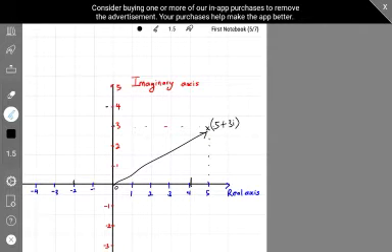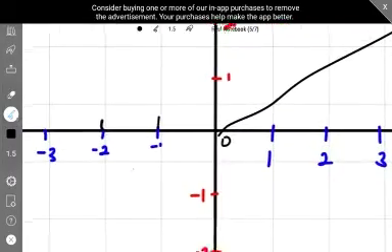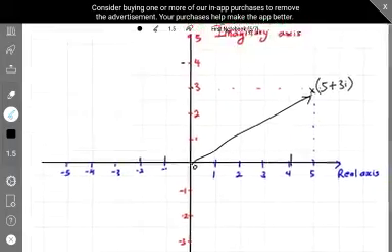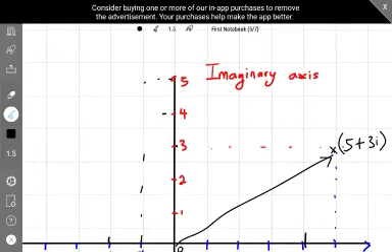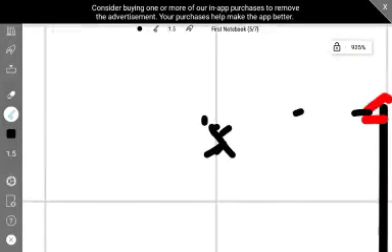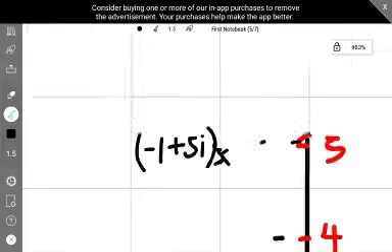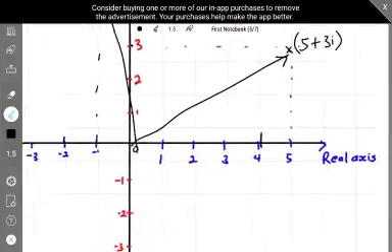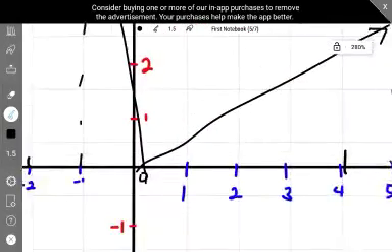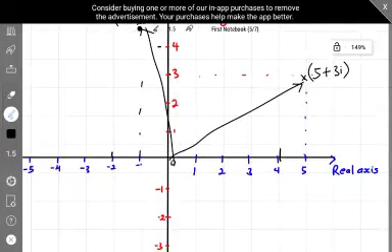For the second one, we have minus 1 plus 5i. Minus 1 is here on the real axis, and 5i on the imaginary axis is around here. So this will be minus 1 plus 5i as our second complex number. Sorry, this is supposed to go through to the origin and not intersect this line. I'll redraw it in a bit.